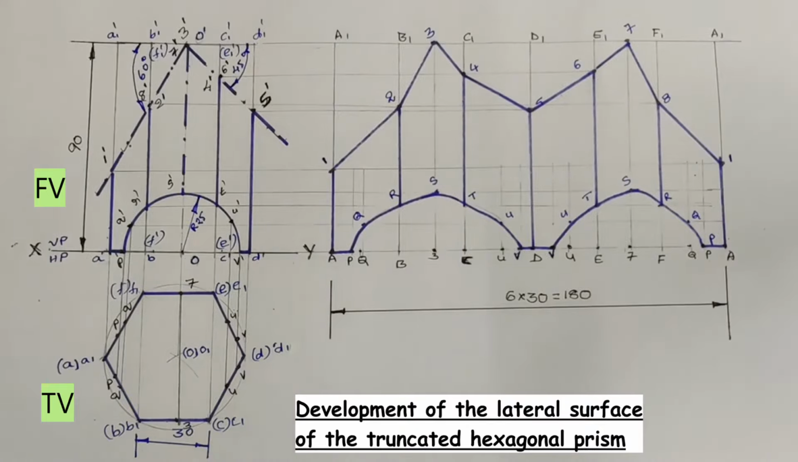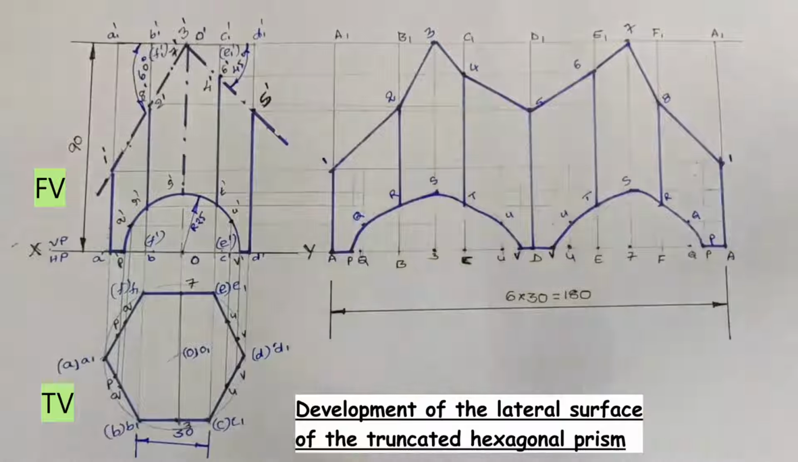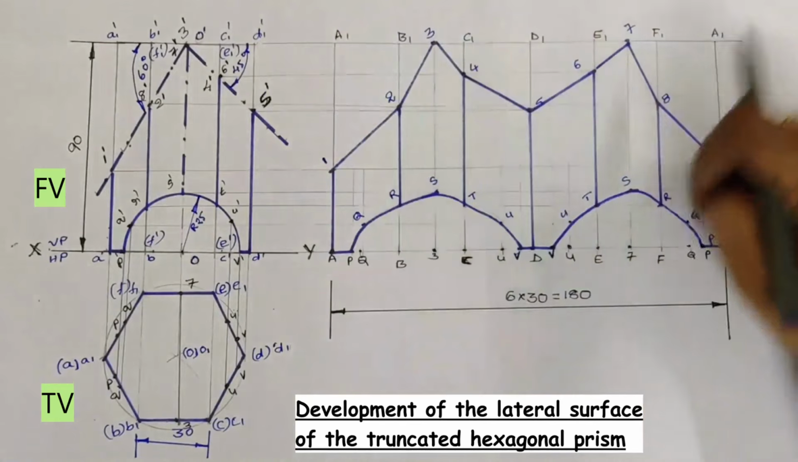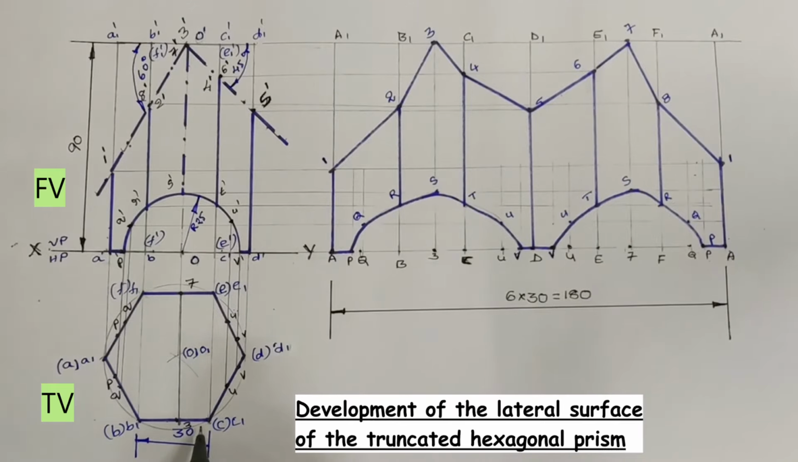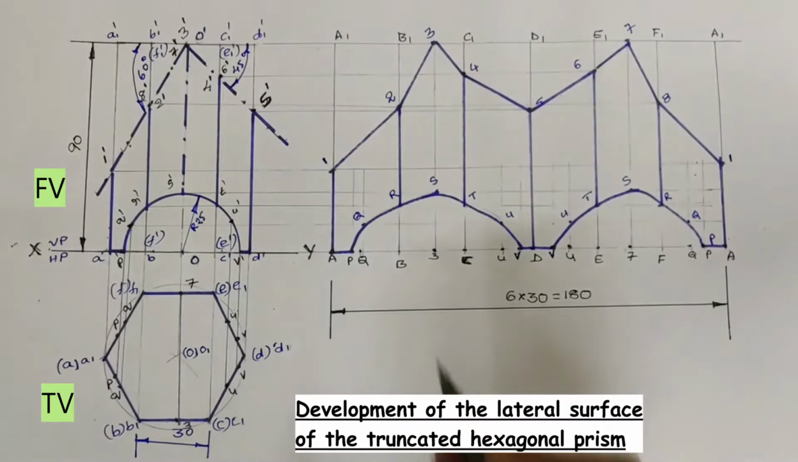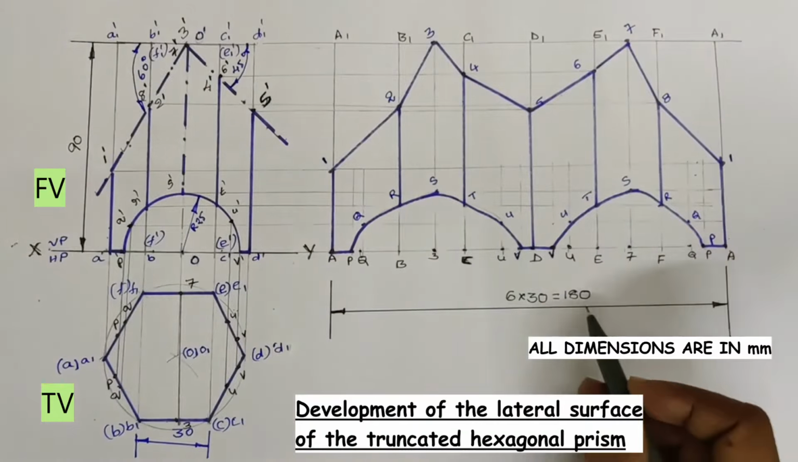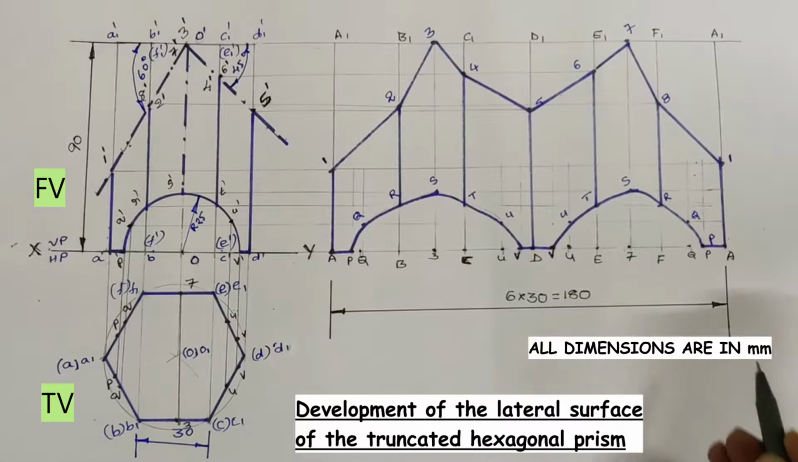Now we will see the pencil usage details. The blue color lines in the top view as well as front view and also in the development are with H pencil, whereas pencil marks are with 3H pencil, dimensioning is with 2H pencil. Related to the dimensioning details, the base side length of the hexagonal prism is 30 mm, axis height is 90 mm and the perimeter of the hexagonal prism's base is 180 mm. That is, all dimensions are in millimeters.